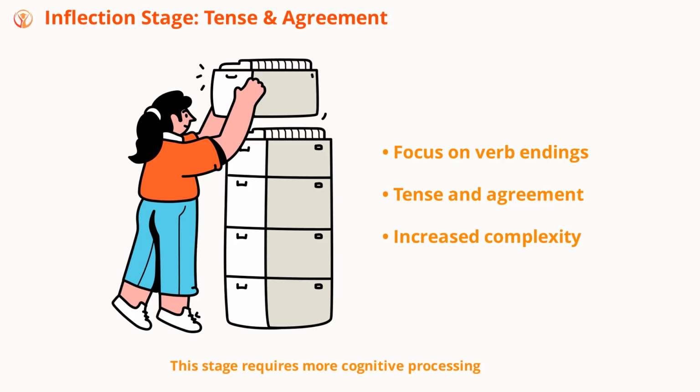This stage requires more cognitive processing, as learners must pay attention to both meaning and form. Teachers can help by highlighting these endings in context and providing targeted practice.